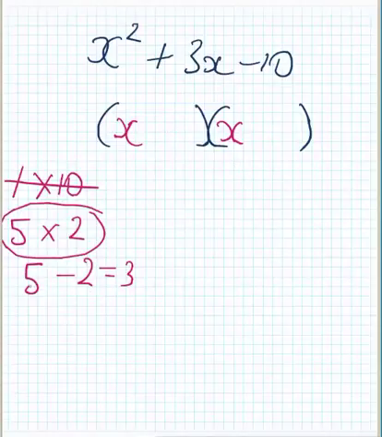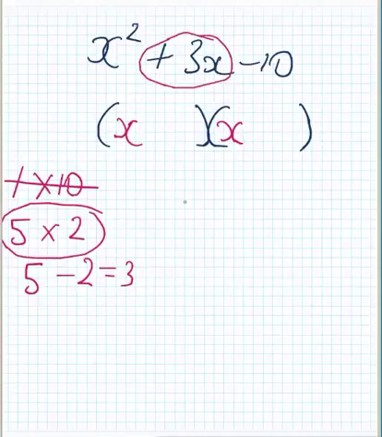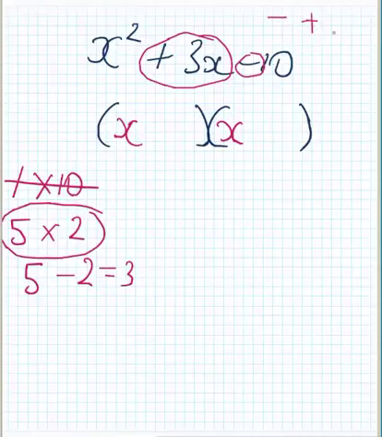So far we know we have to use 5 and 2, but is 5 going to be positive or negative? To do this, have a look at the 3. 3 is positive, so we have to get a positive 3 with the 5 and 2. And we also have to end up having a negative 10. And we know to get a negative, we have to have a negative and a positive being multiplied together. We can't have, for example, 2 negatives, because 2 negatives gives us a positive. And of course, 2 positives will give us a positive.